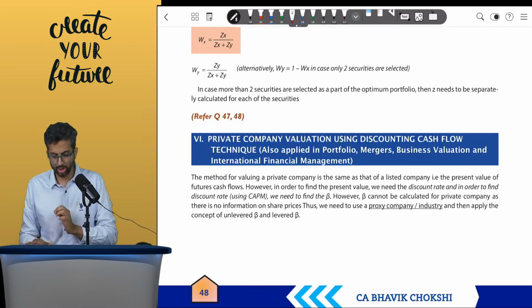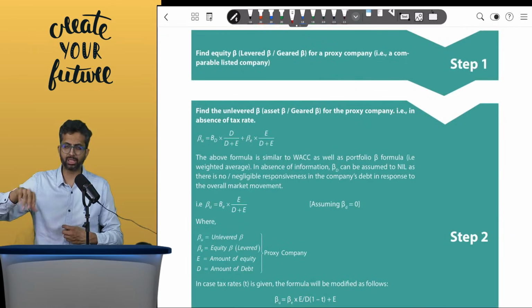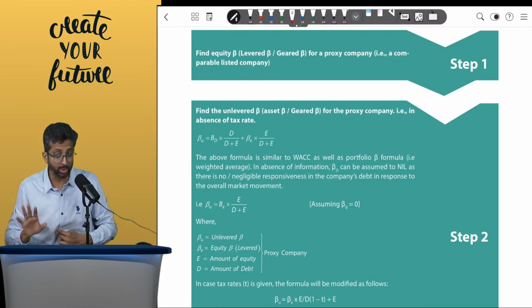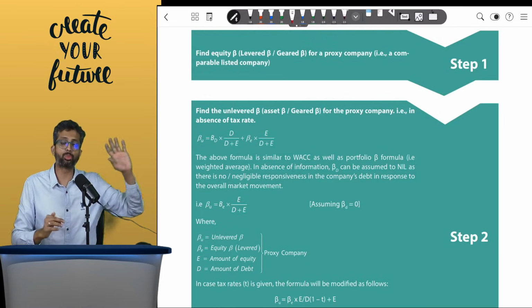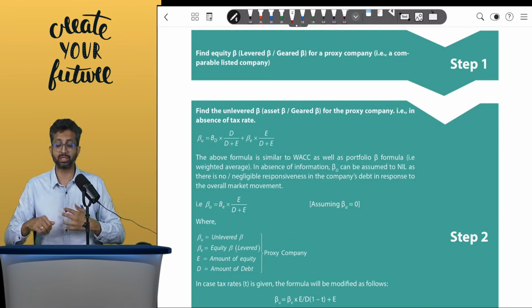So over here, if you are a private company like Parle-G, you will look at a comparable company like Britannia and find the beta from the market. That is Britannia's equity beta, but that is subject to Britannia's operating risk as well as Britannia's financial risk. So we will try to find Britannia's asset beta.